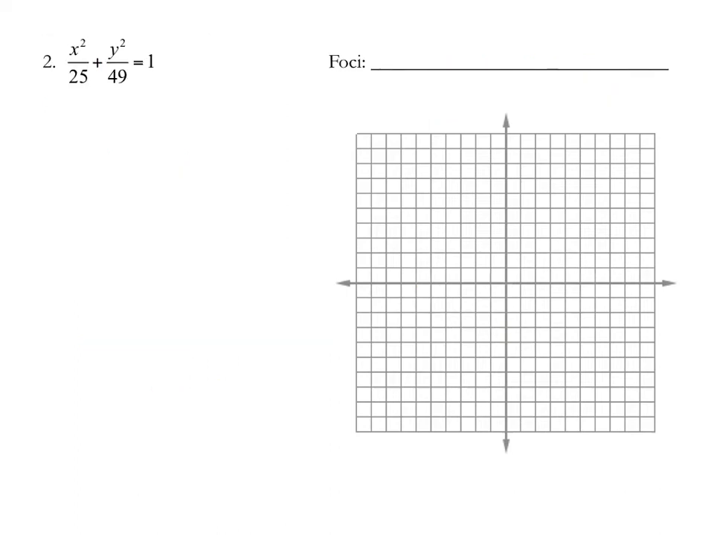Let's try another one. So in this next one, the first thing that pops out at me, I'm thinking about what's in control. This is where the bigger number is. The bigger number for an ellipse tells me what's in control, so I know y is in control.